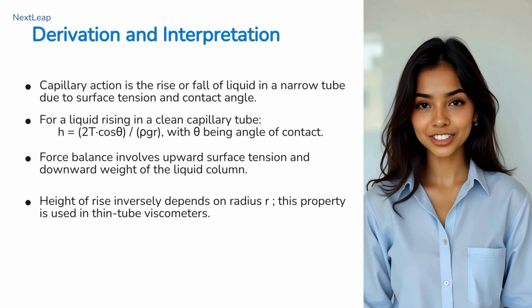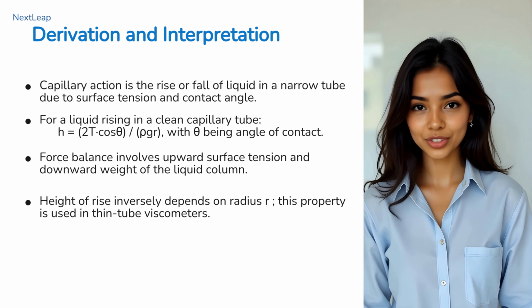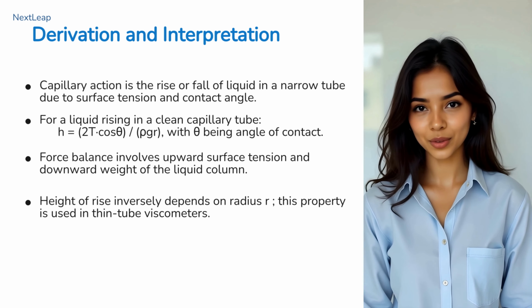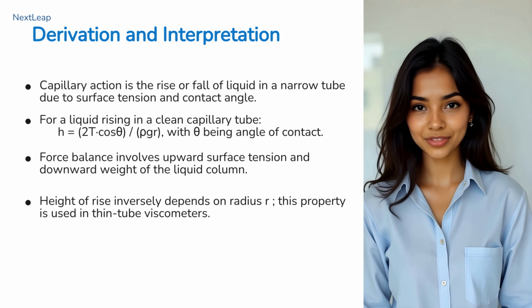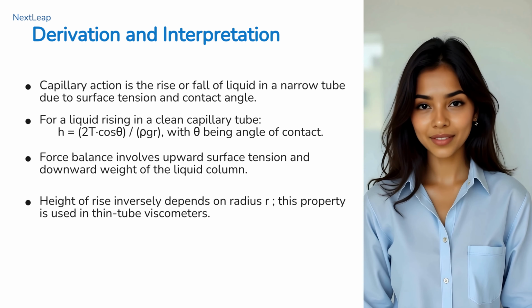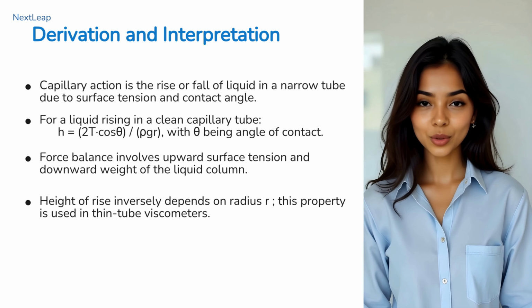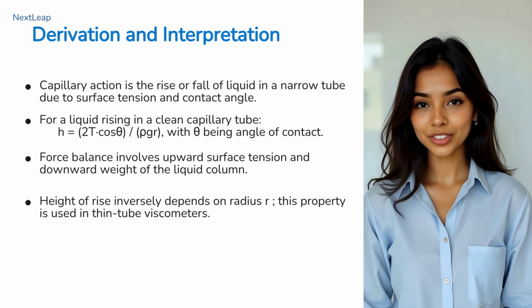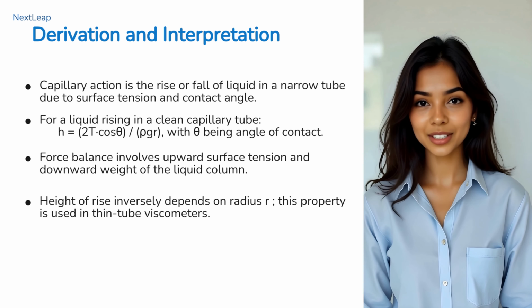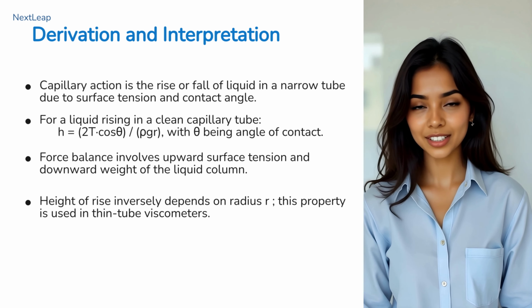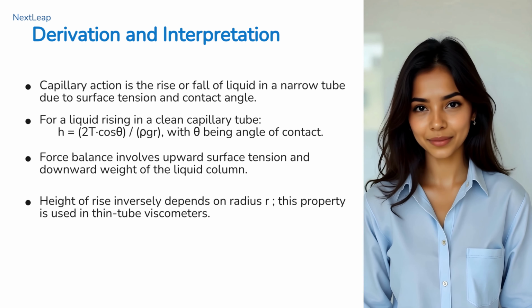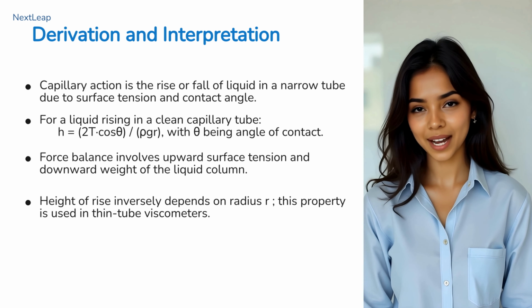The height h that the liquid rises equals 2 times surface tension T times cosine theta, the angle of contact, divided by the product of the liquid's density rho, gravitational acceleration g, and the tube's radius r. So, h equals open bracket 2 times T times cosine theta close bracket divided by open bracket rho times g times r close bracket. The physics here is a force balance.